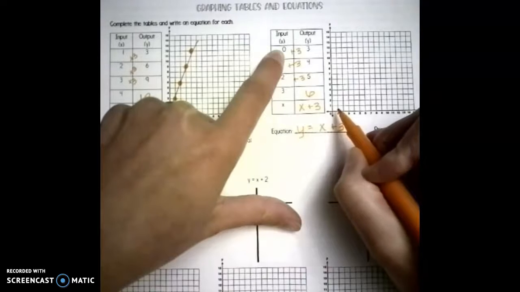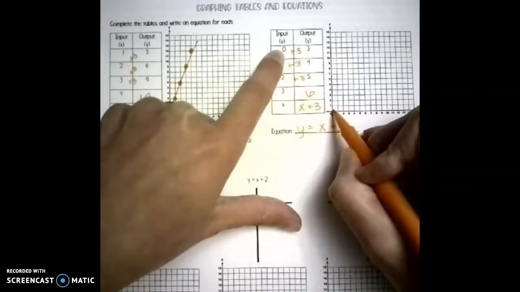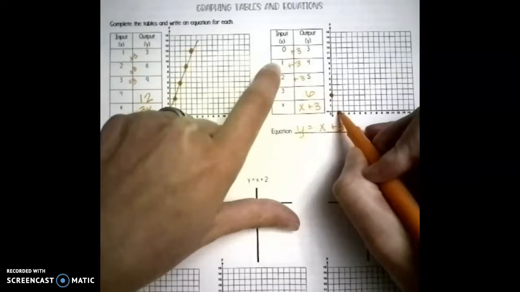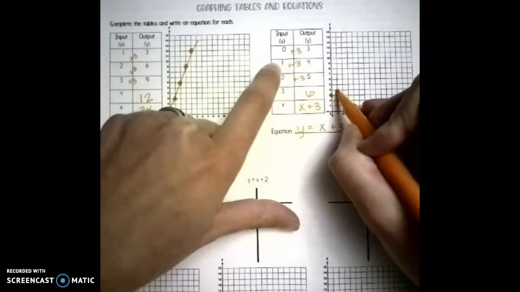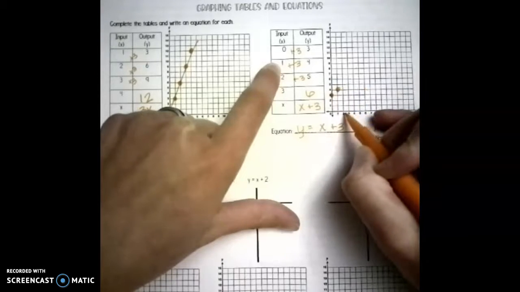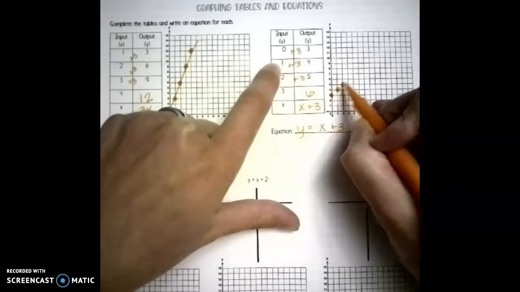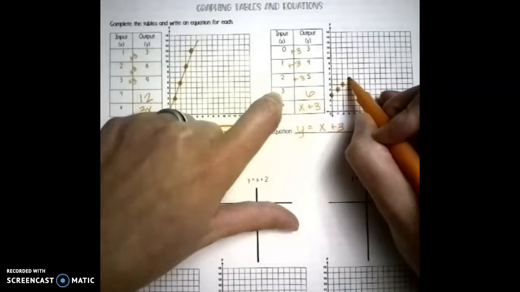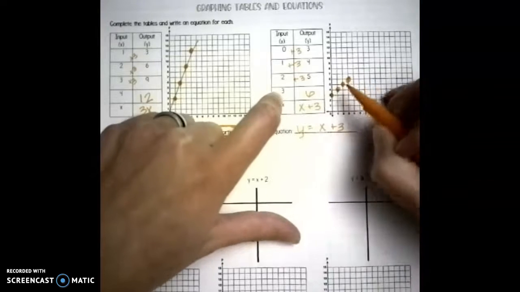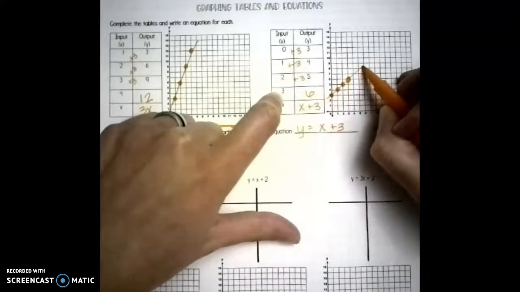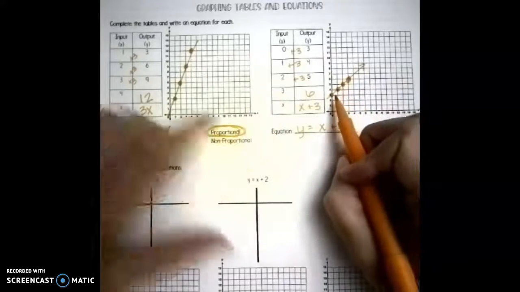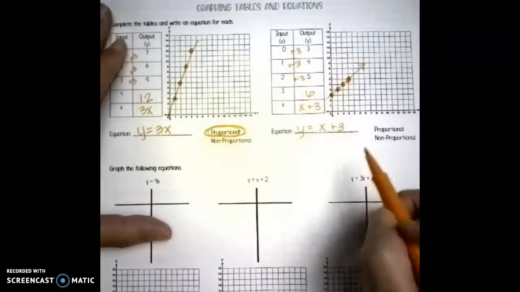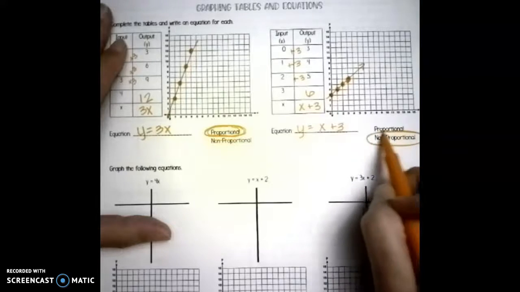If I had an x of 0, I would go up to 3. If I had an x of 1, I would go up to 4. If I had an x of 2, I would go up to 5. And an x of 3, I'd go up to 6. If I draw my line back, we can see right here, guys, would I ever cross through 0, 0? No. So this would be not proportional.